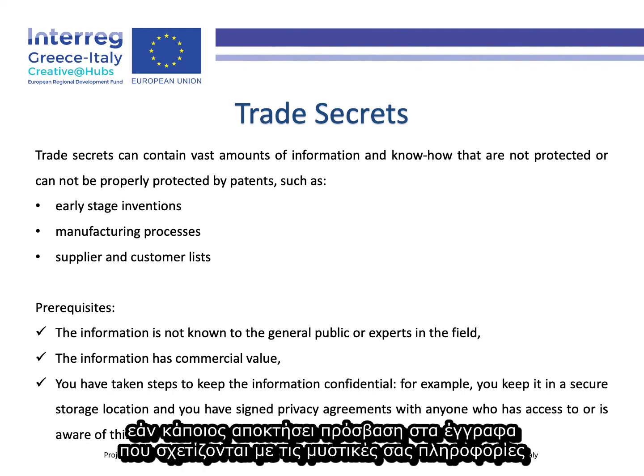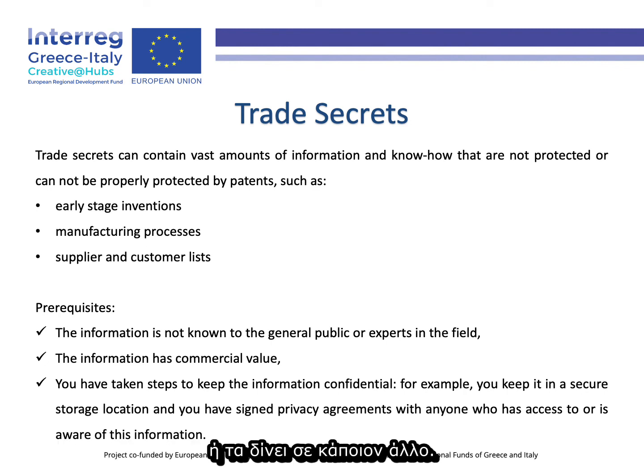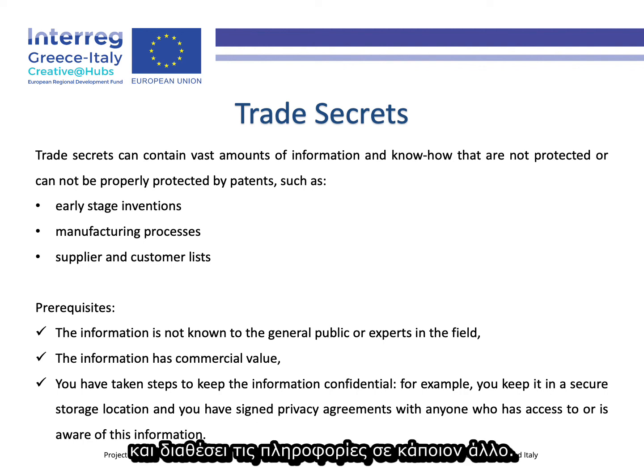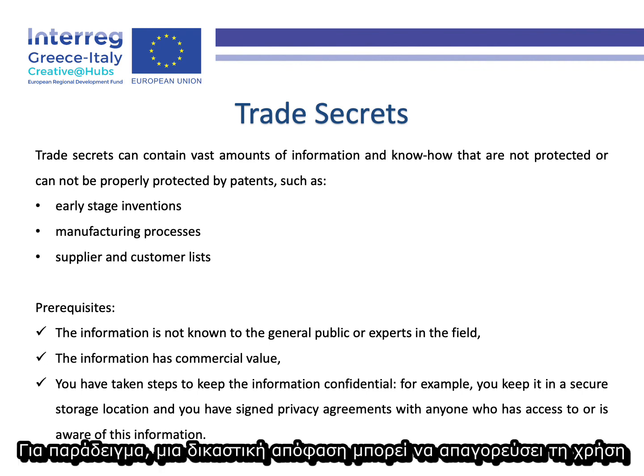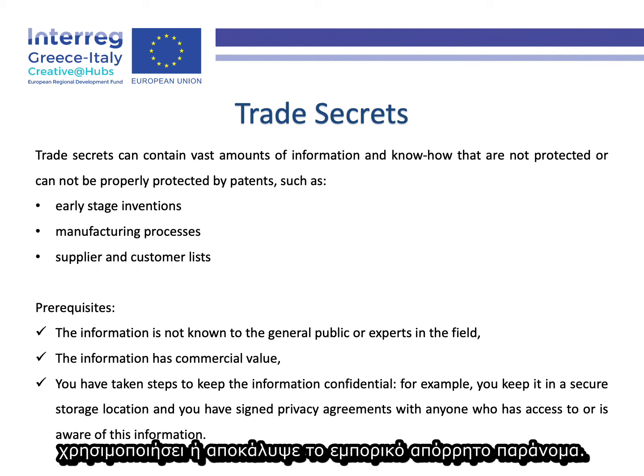For example, if someone accesses the documents related to your secret information without your authorization, copies them for their personal use or gives them to someone else, you are also protected if someone breaches a non-disclosure agreement and makes the information available to someone else. In situations of dishonest behavior, you are entitled to damages and other remedies. For example, a court order can prohibit the use or further disclosure of the trade secret by the person who had acquired, used or disclosed the trade secret unlawfully.